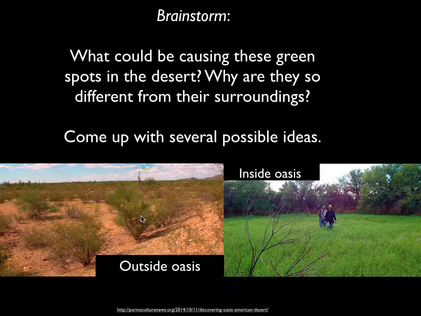So we have this fascinating observation now in great detail that outside the oasis it's brown and inside the oasis it's green. And we want to figure out what's causing these green spots and why are they so different from their surroundings. I want you to, by yourself, come up with several possible ideas and then brainstorm with your partner as well.